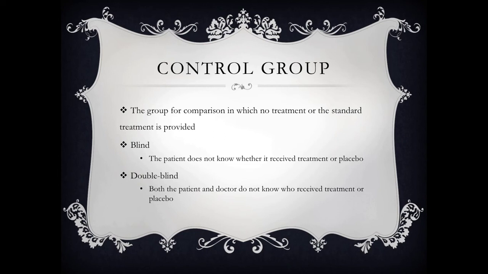A little bit more on the control group. A control group is a group for comparison in which no treatment or the standard treatment is provided. And again, blind is where the patient doesn't know whether they received treatment or placebo. And a double blind is where both the patient and the doctor do not know who received the treatment and the placebo.